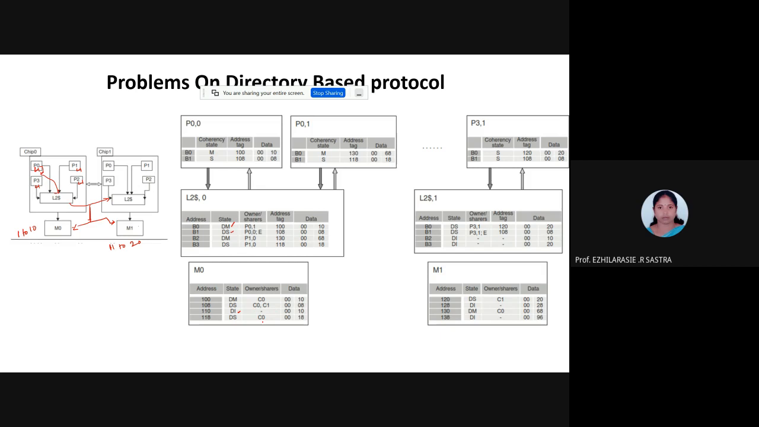Here it is saying C0, C1. What it says is that this address block, 108, is shared by both chip C0 and C1. That's what it is conveying. And here is one more case: 108 is shared by P0,0 and it is externally used by some other chip also. This E says externally, so some other processor is also using it, because L2 will contain the information about the processors belonging to chip 0 only. But it says that it is externally used, because in the same case, 108, P3,1 is using it. Externally some other processor is using it. That's what it is conveying here.